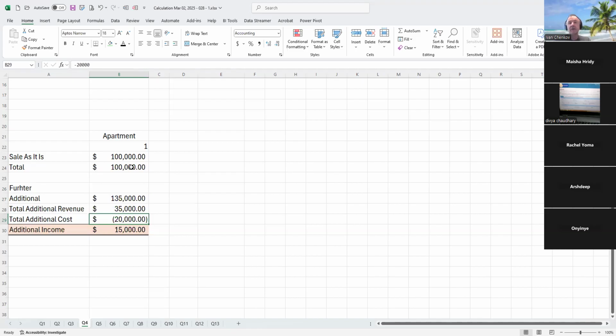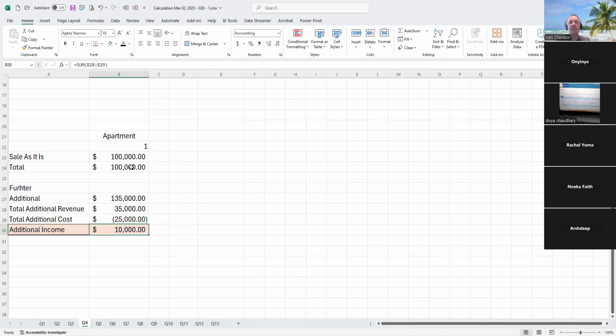I can get 35,000 additional, right? But it's gonna cost me to renew the kitchen. It's gonna cost me, let's say, $25,000. Should I do the kitchen renovation? Yes. Look at the numbers. Why? Because I'm gonna get $10,000 more. Make sense?